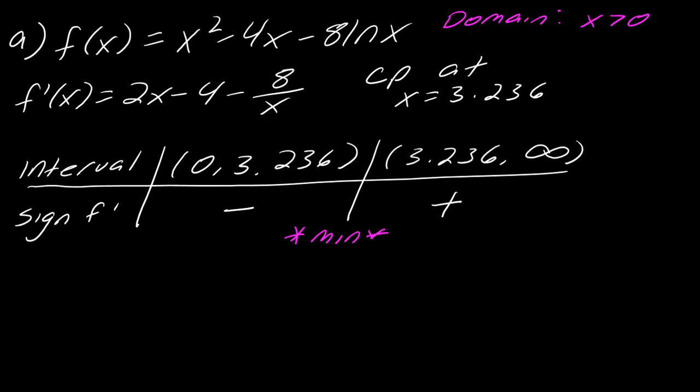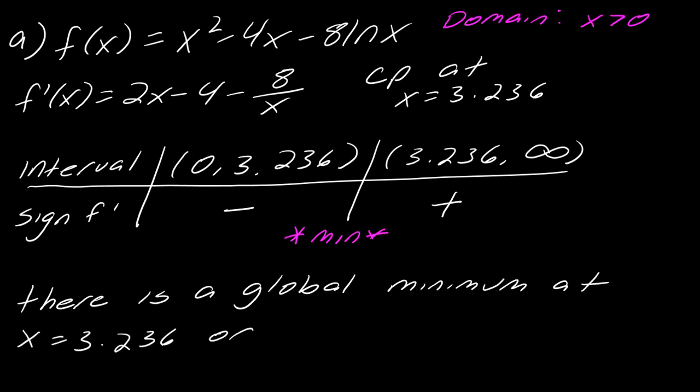So I can go ahead and categorize this. We've got a global minimum at x equals 3.236, so that the minimum itself is negative 11.867. And remember, you plug that into the original function. So that'll cover it for this example.